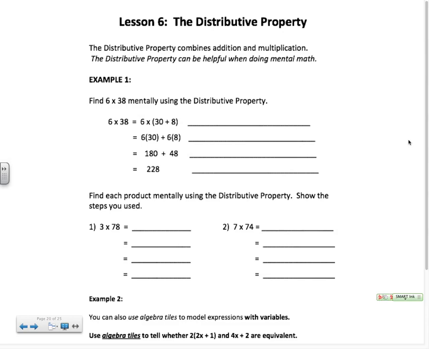So when we have 6 times 38, I'm going to break up this 38 into 30 plus 8. So what I did here was I wrote 38 as 30 plus 8. It still has the same value as 38. My next step, I am going to use the distributive property because I'm going to take the 6 that's on the outside of this parentheses, and I'm going to take the 6 times the 30, which I'm showing you here, and I'm also going to take the 6 times the 8, which I'm showing you here. So that's where we've just used the distributive property.